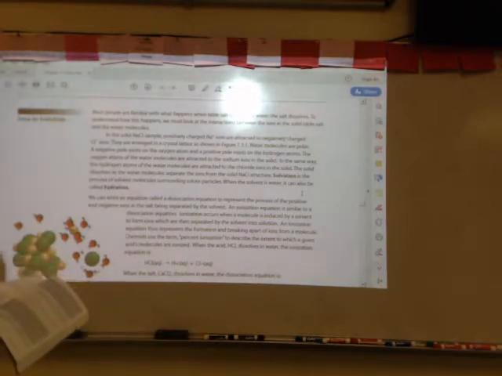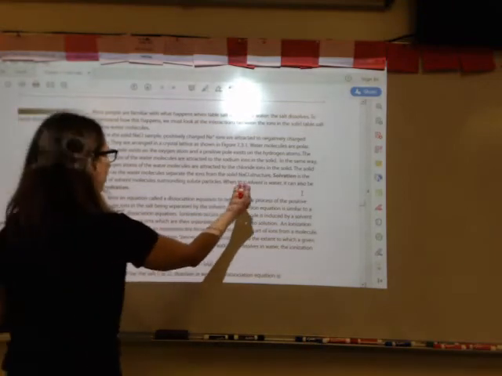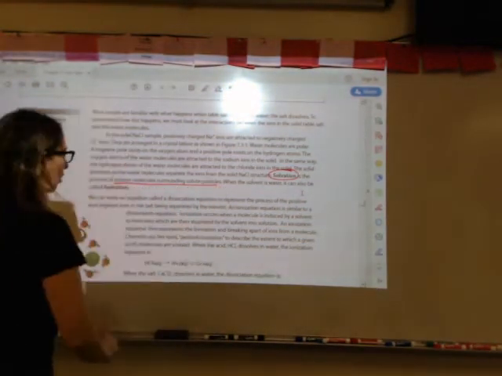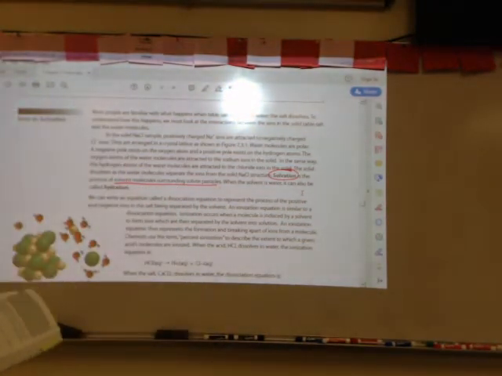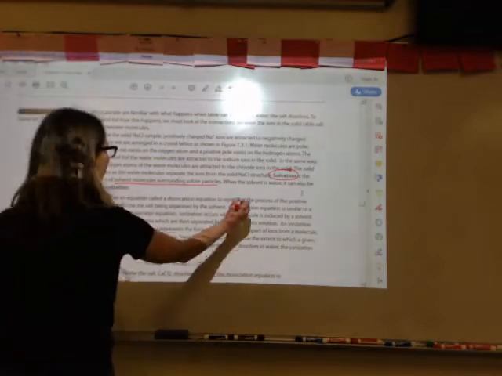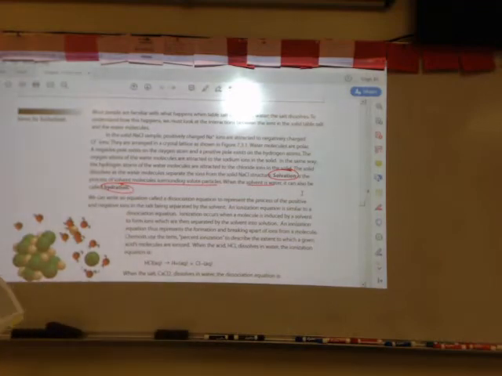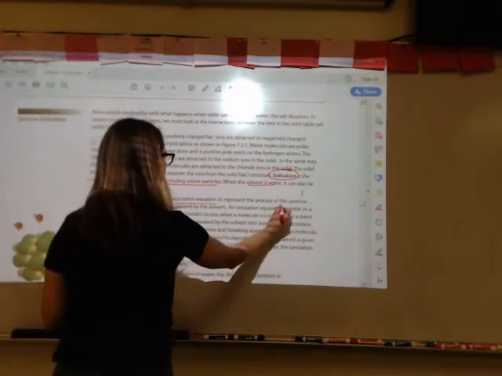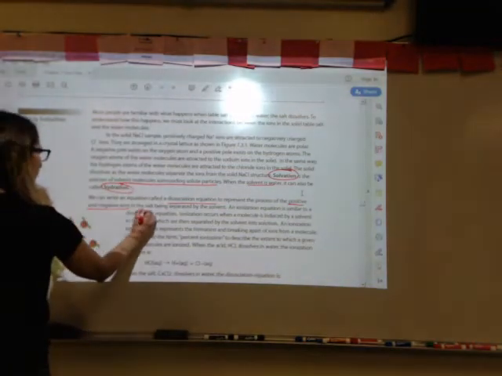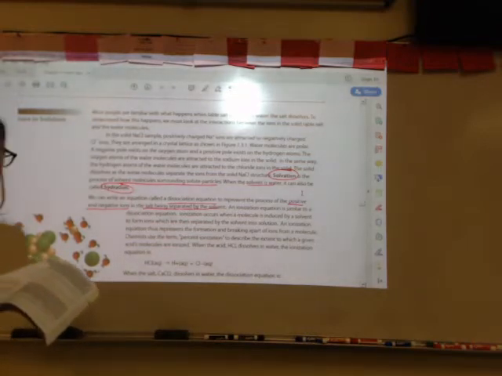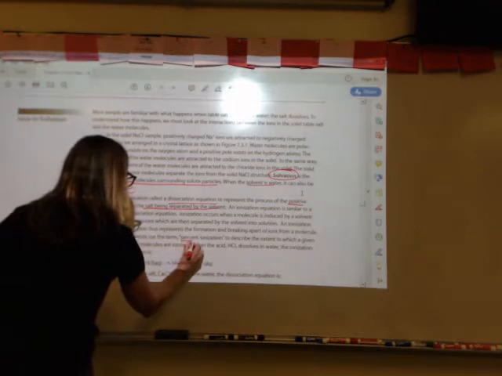So solids dissolve in water by separating into their ions, and solvation is the process where the solvent molecules surround the solute particles, or the ions that are in a salt, for instance. And when the solvent is water, we call it hydration. A dissociation equation represents the process of the positive and negative ions in the salt being separated by the solvent.